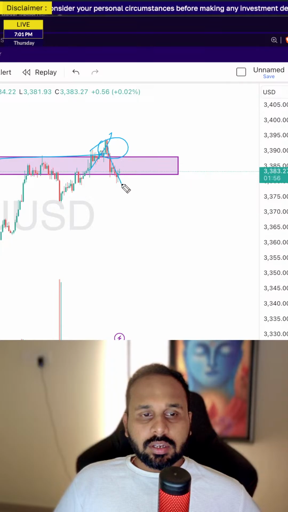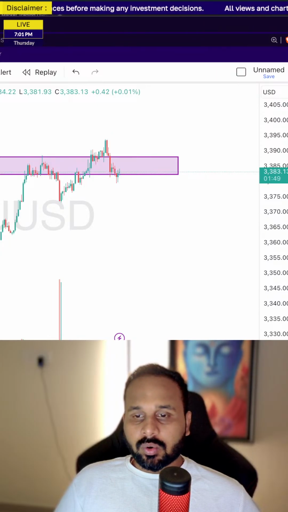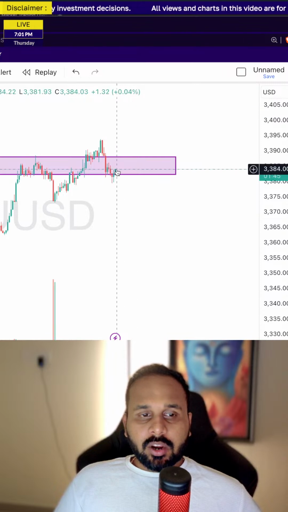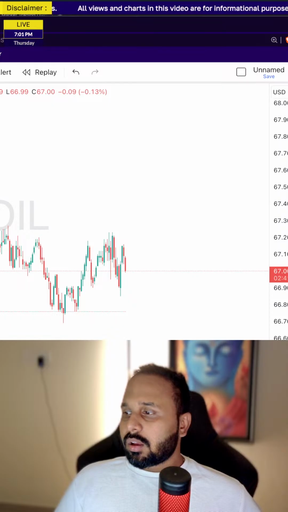After that, it is correcting. Now I'm not saying from here market will correct. It is still in the decision zone. Okay, I hope you're getting clarity about this. So it might give a breakout also, it might move down. So as long as there's no clarity, we'll not be planning for any entry there.